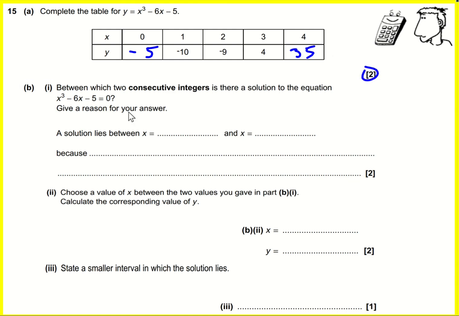Okay, between which two consecutive integers is there a solution to the equation x cubed minus 6x minus 5 equals 0? Give a reason for your answer. Just very quickly, I'm assuming you've seen these topics before, but maybe not. Maybe the graph looks a bit like this somewhere, and it's negative down here, it's positive here, and it's 0 here. And what we're looking for, therefore, is a sign change. Where is it going from negative to positive? In this case, we see it's between 2 and 3. A solution will lie between x equals 2 and x equals 3 because there is a sign change.